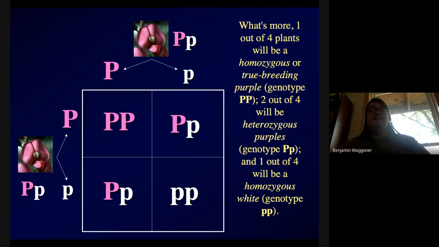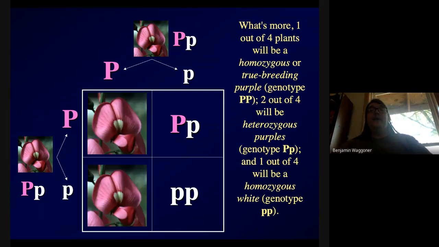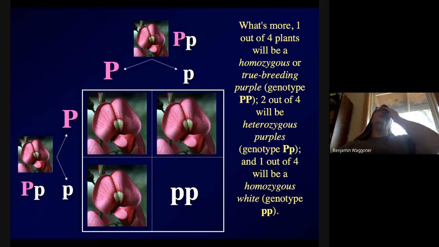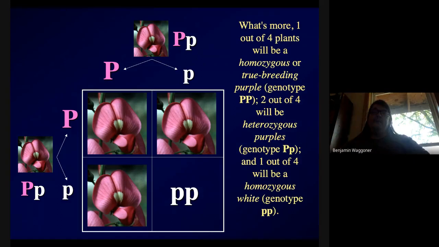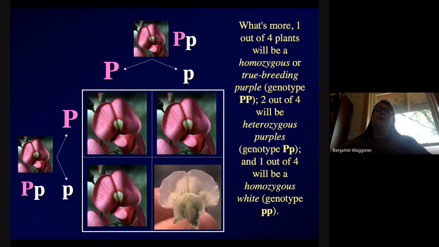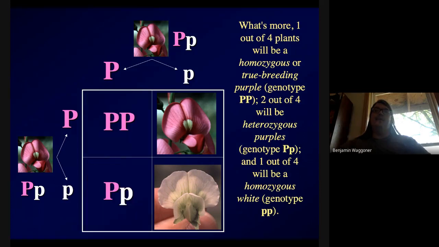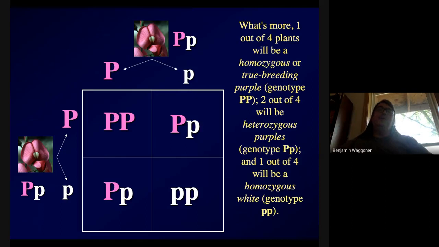Ta-da! And there's our phenotypes. 3 out of 4 are going to look purple. 1 out of 4 will look white. And there's our genotypes using sophisticated computer animation. Nothing but the best for my students.